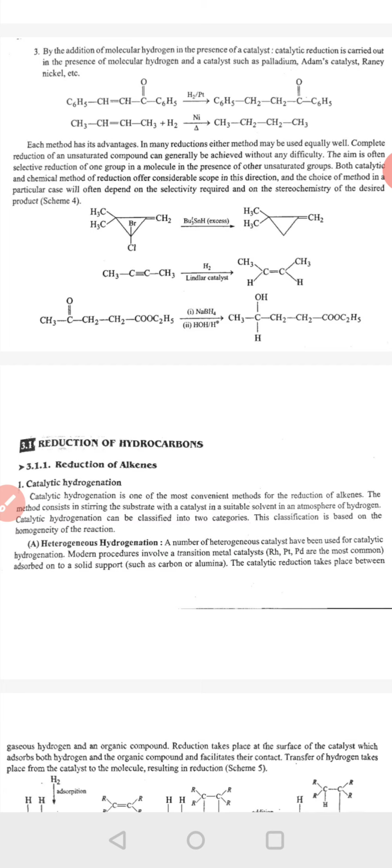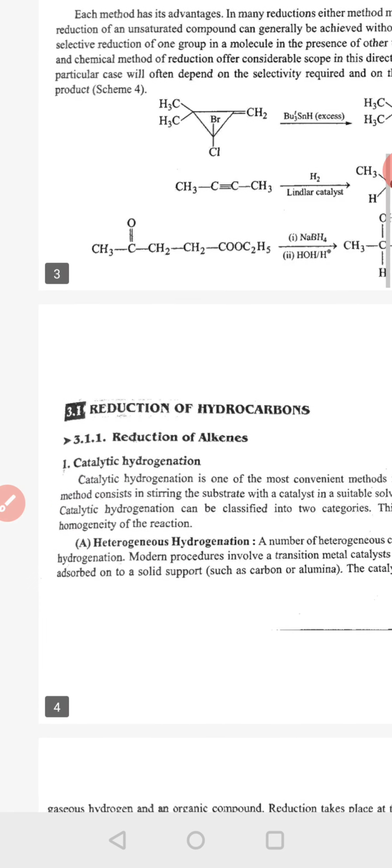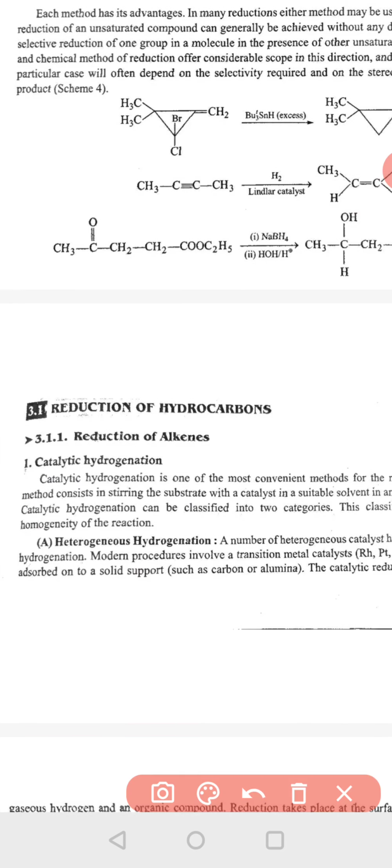Next we are going to study the reduction of some compounds. First we will study reduction of hydrocarbons. In reduction of hydrocarbons, the first one we are taking is reduction of alkenes. The first method by which reduction of alkene can occur is catalytic hydrogenation. Catalytic hydrogenation is one of the most convenient methods for the reduction of alkenes.